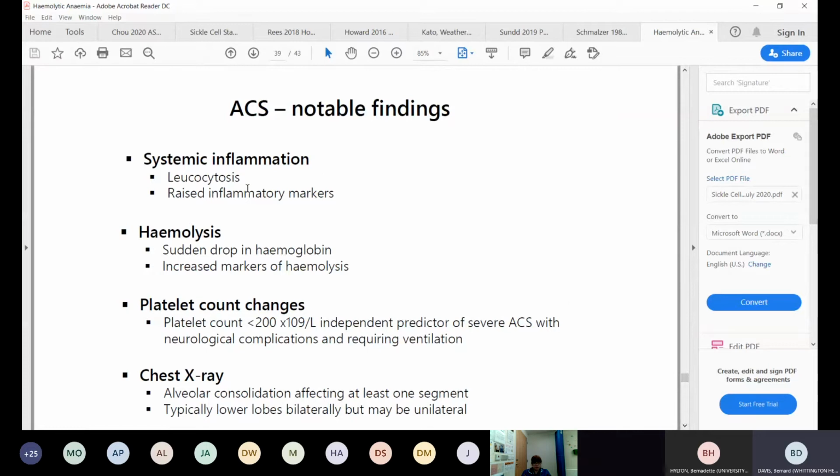These patients will usually have raised inflammatory markers, even though I've pointed out that they may be delayed. They often become more anemic because of increased hemolysis. Be careful about people with low platelet counts or low normal platelet counts. This usually signifies people who are quite sick. So a low platelet count in the context of acute chest syndrome is quite a marker of a severe episode, which is associated with a high rate of ITU admission and ventilation.